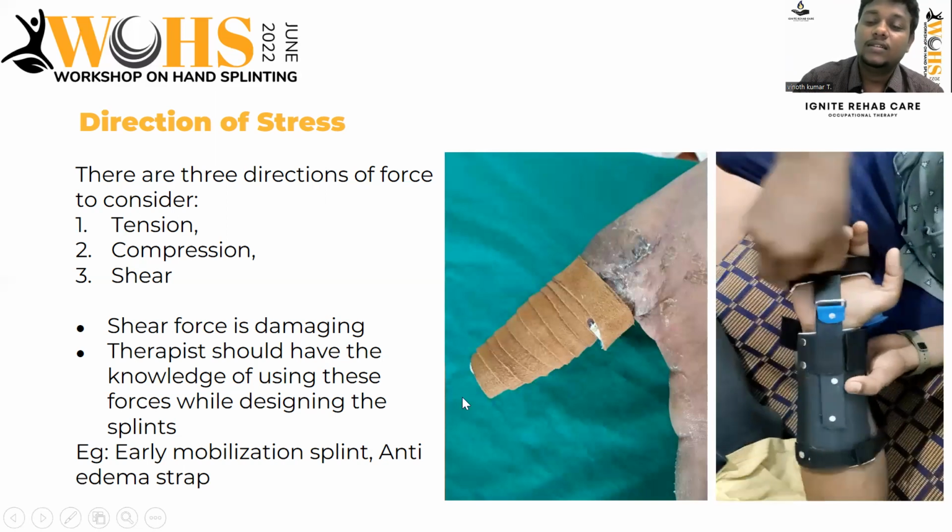This one is an anti-edema strap. This was given to create a compression force in the joint. Even with this splint, if it creates more compression, it may end up in capillary damage and reduced blood flow to the distal part, which may lead to more problems for the affected part. So, know the right amount of stress to apply to the joint or the body parts.